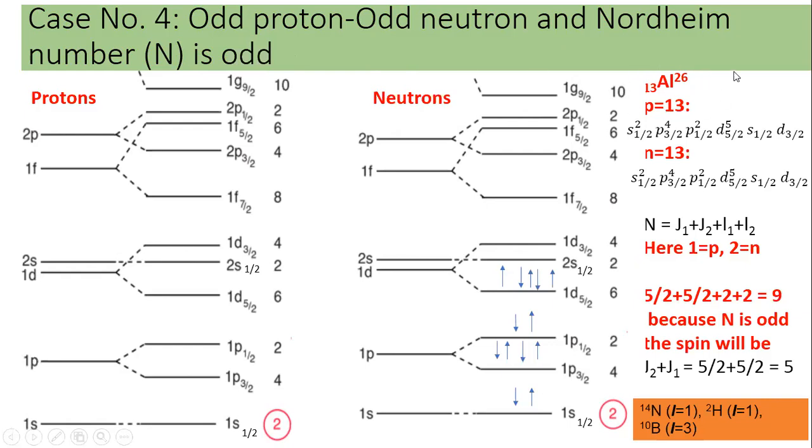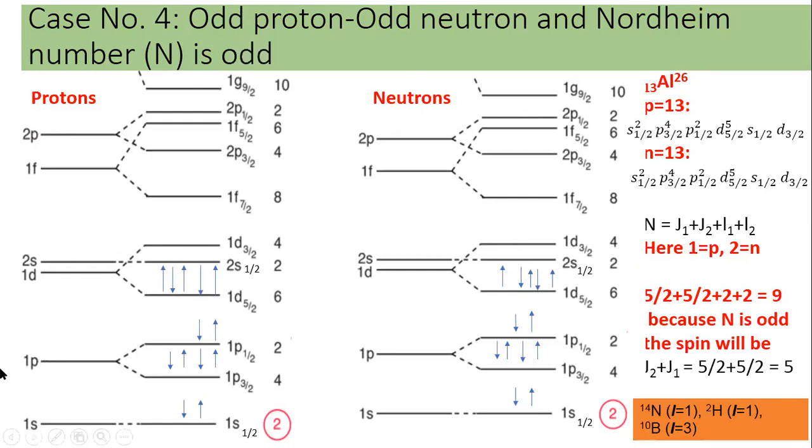So let's again have a look at this example. This is aluminum-26. The number of protons is 13, and the number of neutrons is also 13. Both are odd numbers. Just have a look at the building of protons. First proton with the up spin, second proton with the down spin, then third, fourth, fifth, sixth, seventh, eighth, 9, 10, 11, 12, and 13.